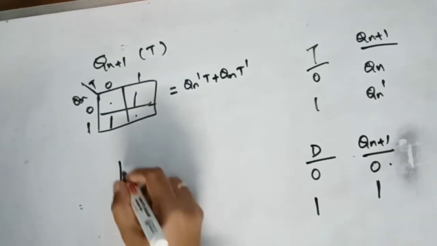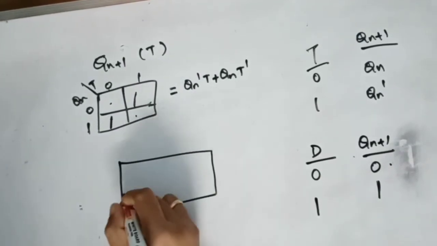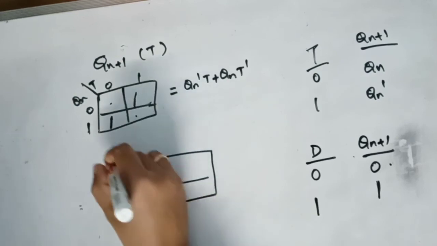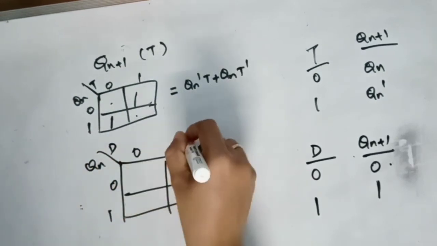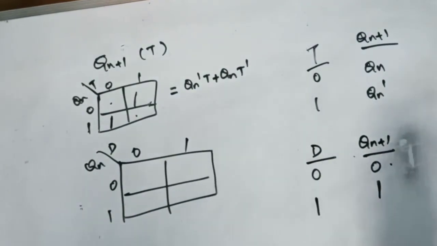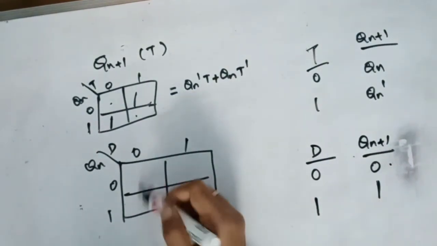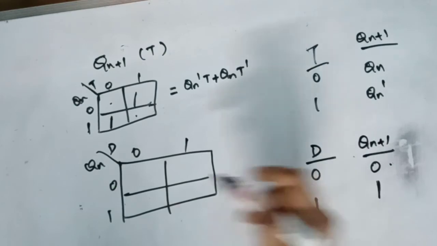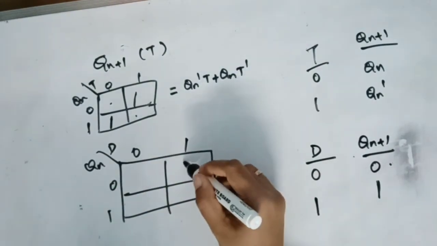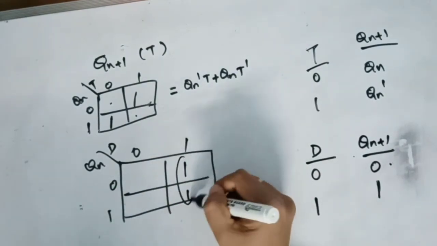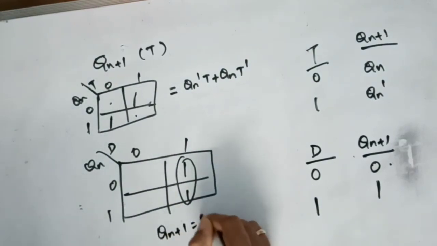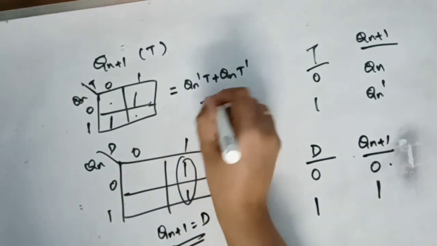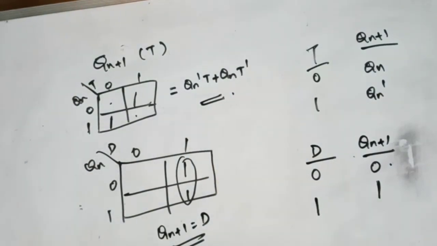And in the second case, the D flip-flop, Qn and D. When D equal to 0, Qn plus 1 is 0. D equal to 1 means Qn plus 1 is 1. So Qn plus 1 equals D itself. So these are the characteristic equations of the D and T flip-flops.